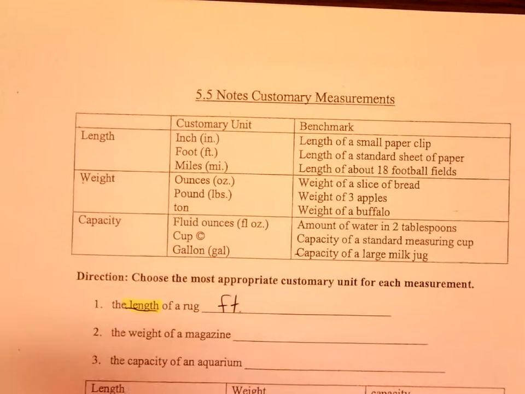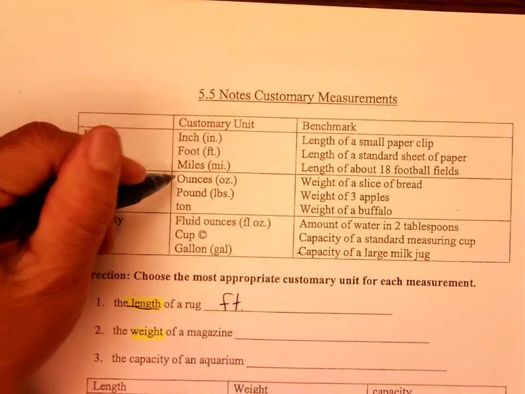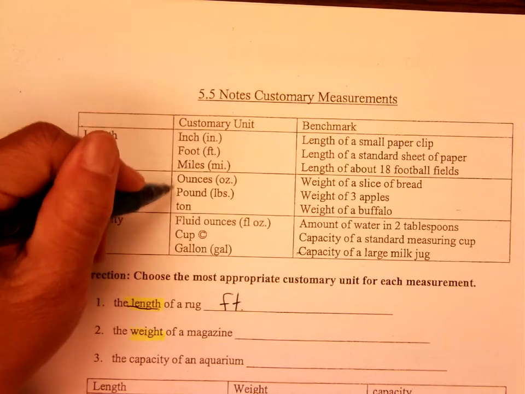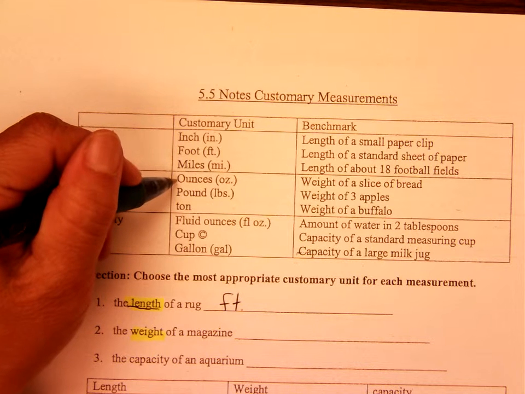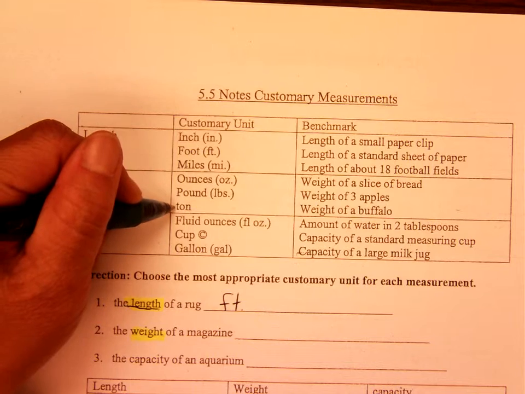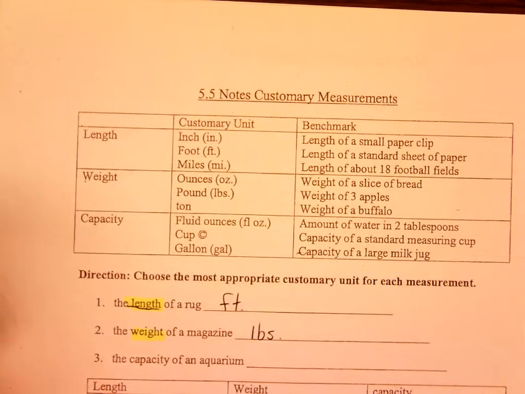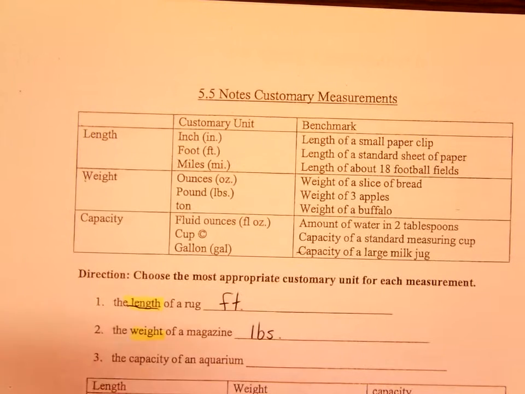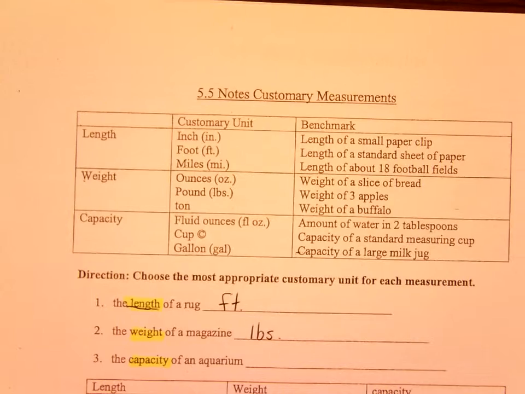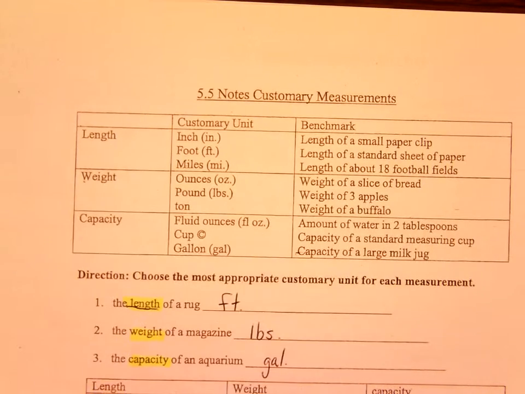Weight of a magazine. The keyword here is weight. And weight, you would either use ounces, pounds, or tons. Well, ounces, like a slice of bread, is really light. Pound maybe, and a ton would be too heavy, so I would use pounds. And capacity of an aquarium. Capacity tells you that you are using either fluid ounces, cups, or gallons. For an aquarium, you use the word gallons.